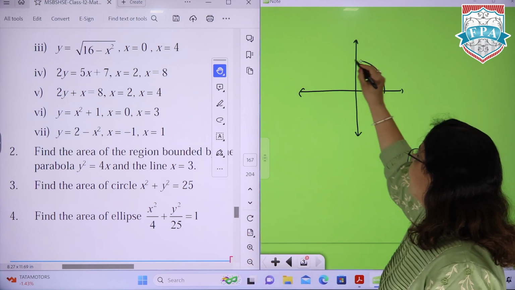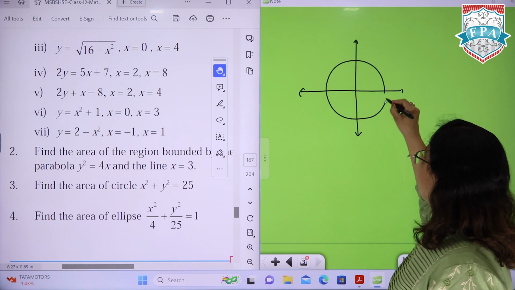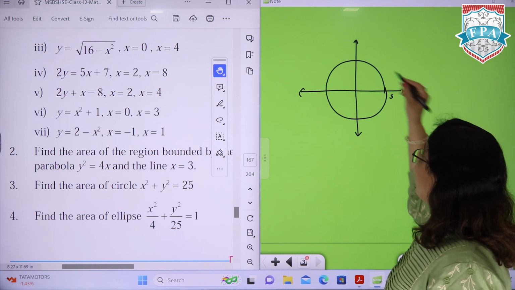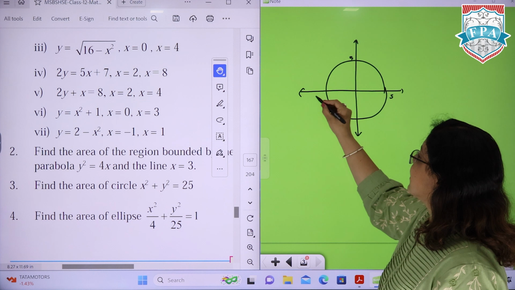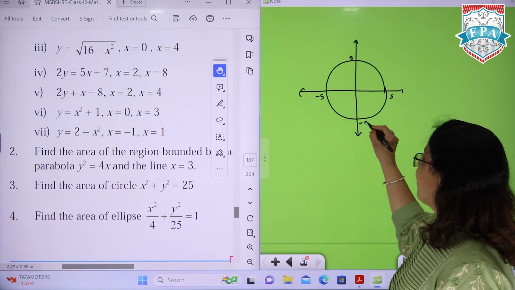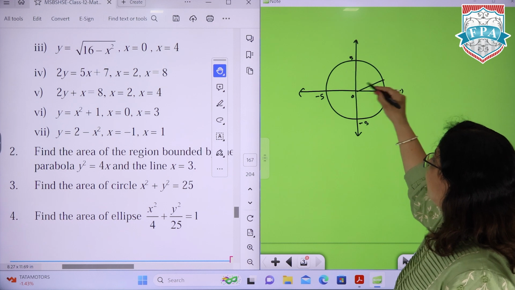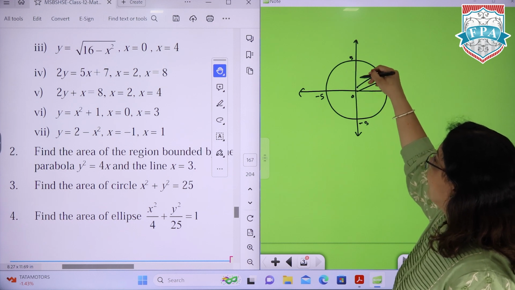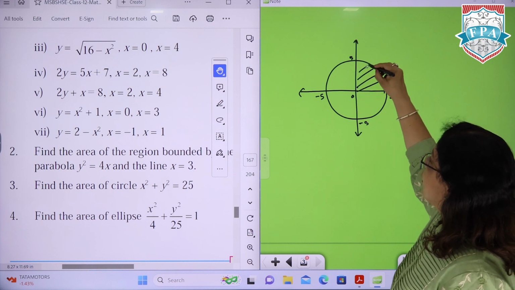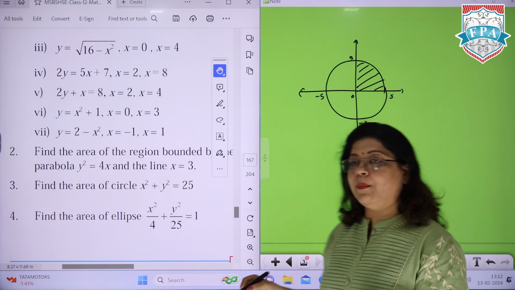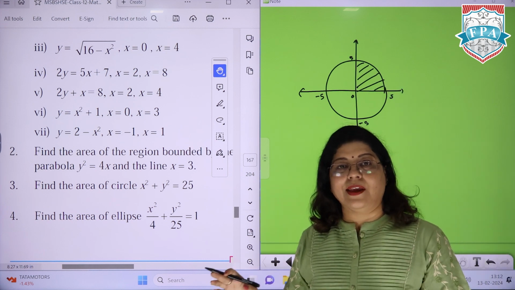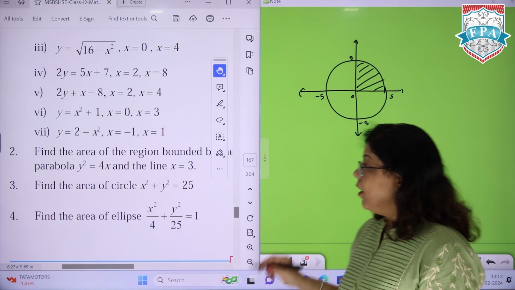So we'll make the whole circle. This point is 5, this is 5, this is minus 5, and this is minus 5. Now when we calculate the area, we can only calculate this particular part with the formula. And once we get this part, we multiply it by 4 to get the final area of the figure.